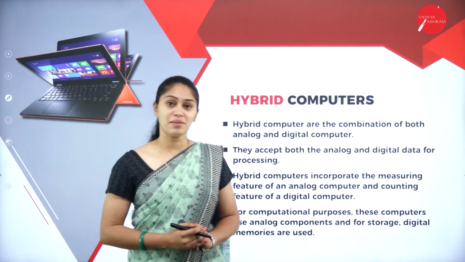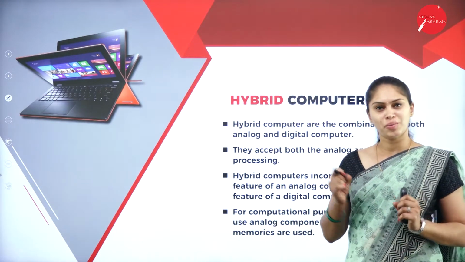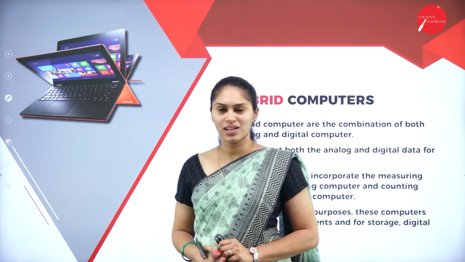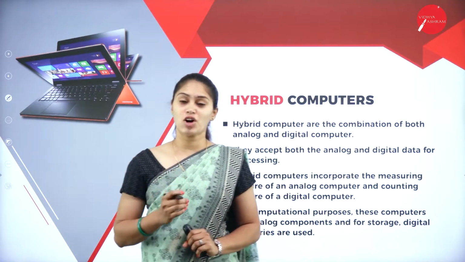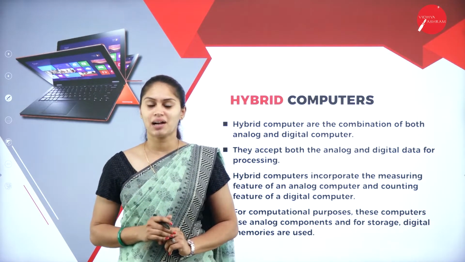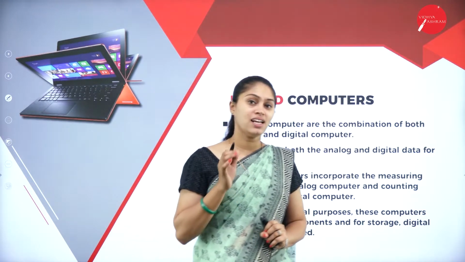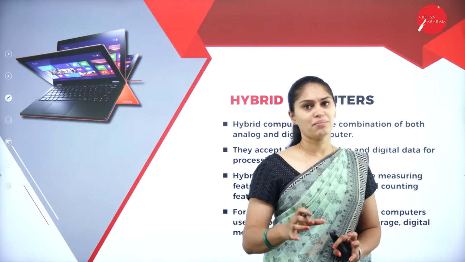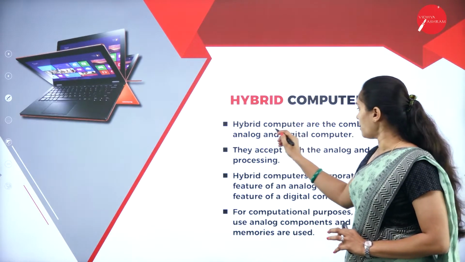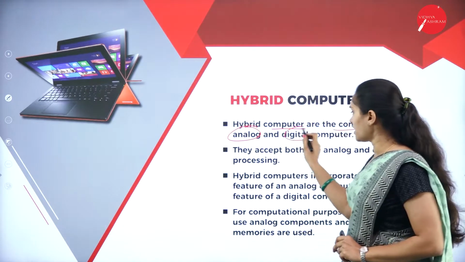Next we have hybrid computers. As the name indicates, hybrid in the sense what? It could be a combination of one or more. So when it comes to the types of computers, hybrid is a combination of both analog computers along with digital computers. Whatever characteristics are there for analog and digital, those two can be incorporated into this hybrid computer. Getting? So hybrid computers are the combination of analog and digital computers.